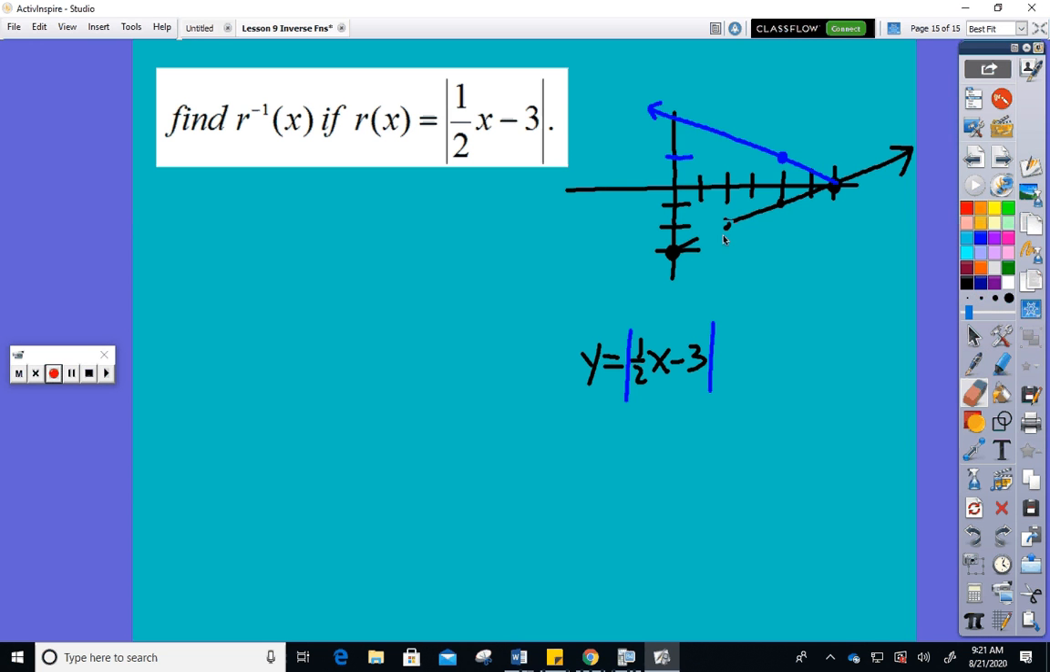So notice, instead of graphing it like you learned to do in Algebra 1, I just graphed it using my absolute value transformation. Let me erase this because I don't need it anymore. Now here's the deal. Can you see again that my absolute value graph is not a one-to-one function? It fails the horizontal line test. If I want to actually talk about its inverse, then I'm going to have to rewrite r of x and say, well, let's make it 1/2 x minus 3.